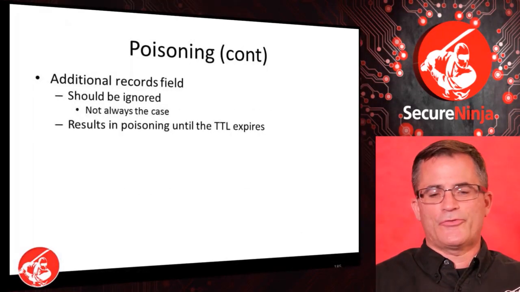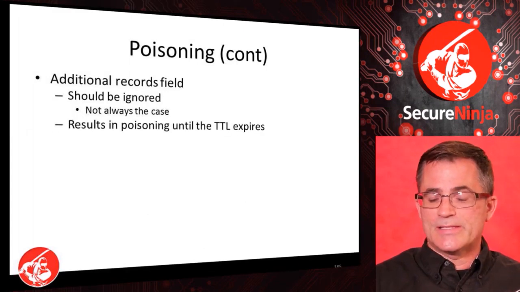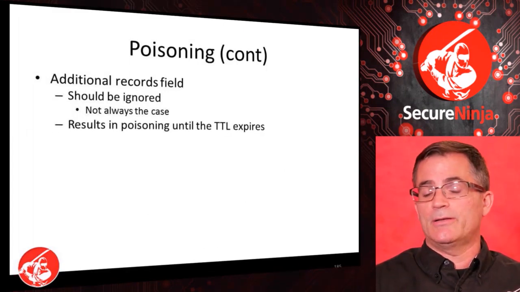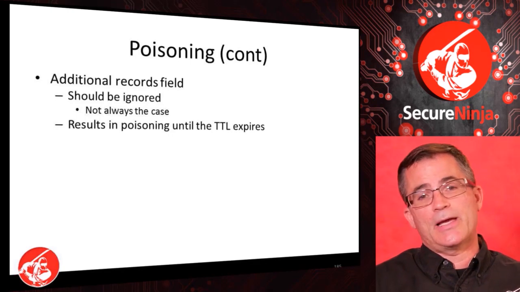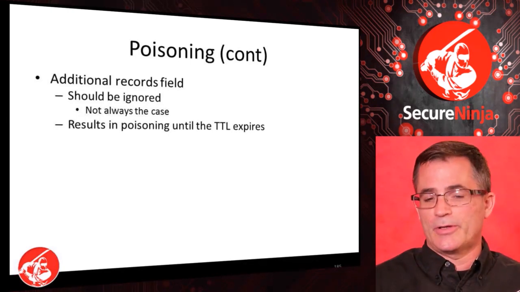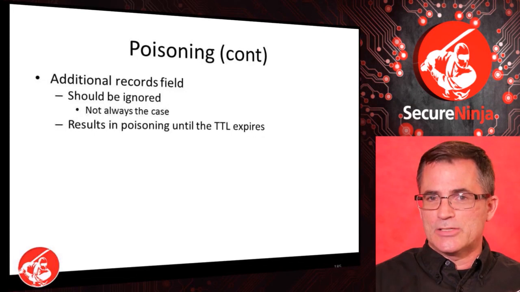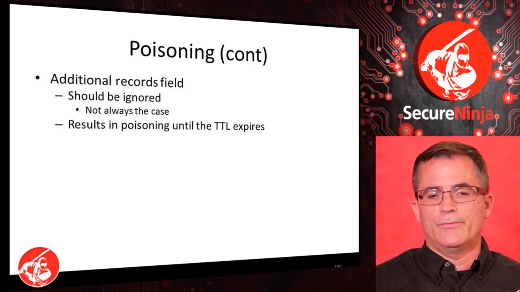Poisoning. Additional records field, as I said, should be ignored. It's not always the case. Results in poisoning until the time to live expires. Some people's time to live can be long, 24 hours, stuff like that. So again, that additional records field can be used to attack.